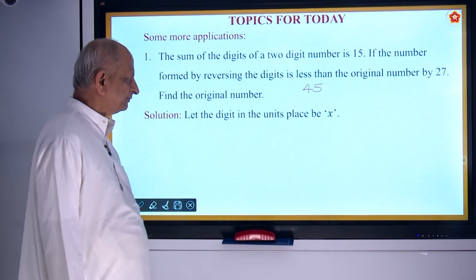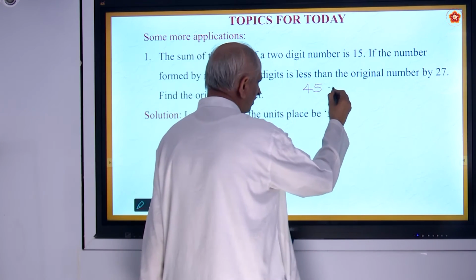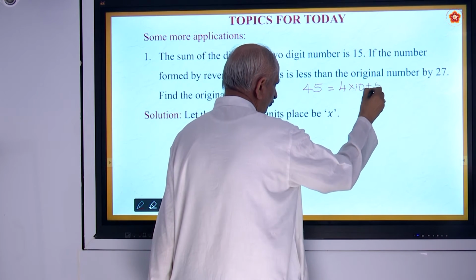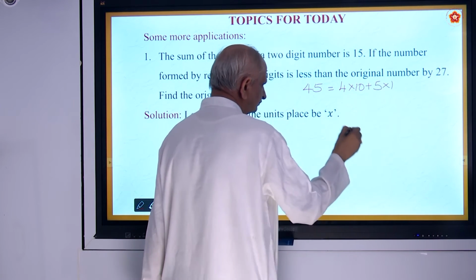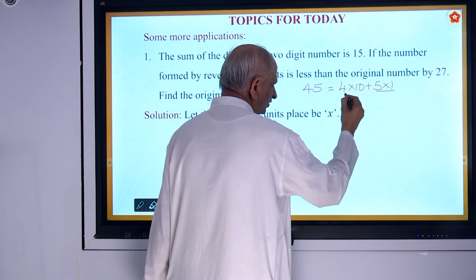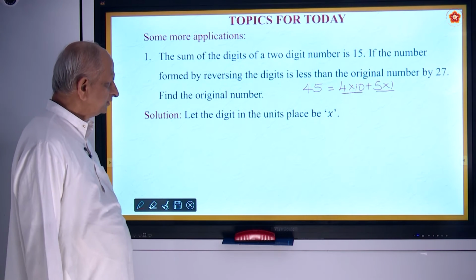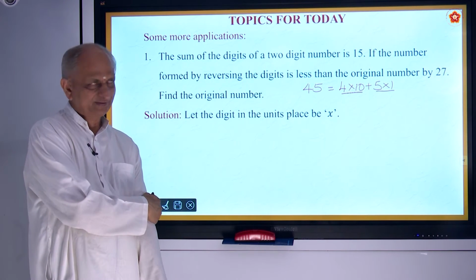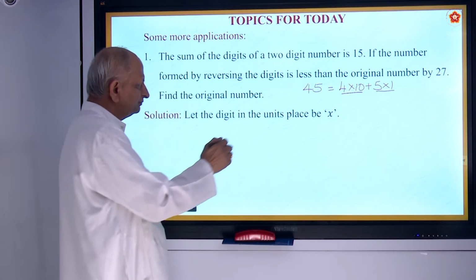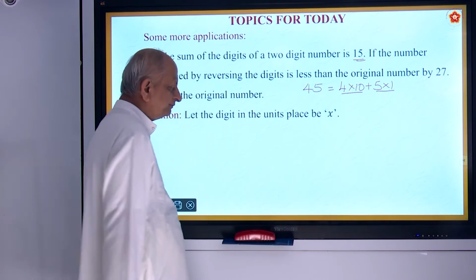The two-digit number. How do you get 45? 45 can be got as 4 into 10 plus 5 into 1. Correct? This is called units place. This is called tens place. So, here we do not know what number it is, but we know that the sum of the 2 digits is 15. Sum of these two is 15, they say.